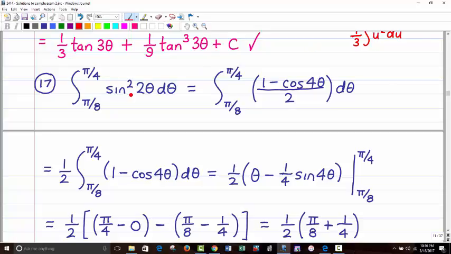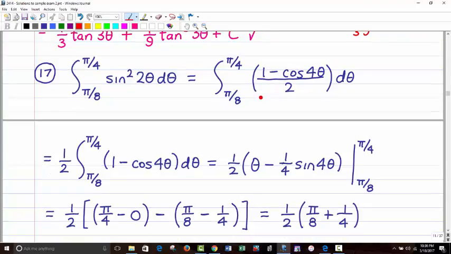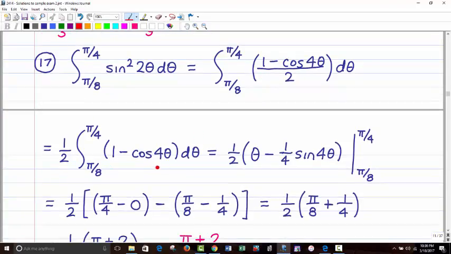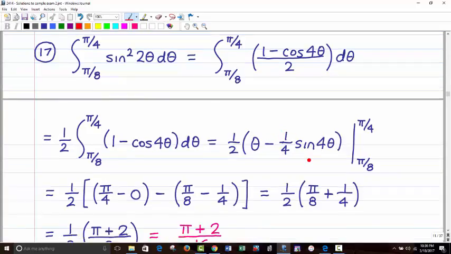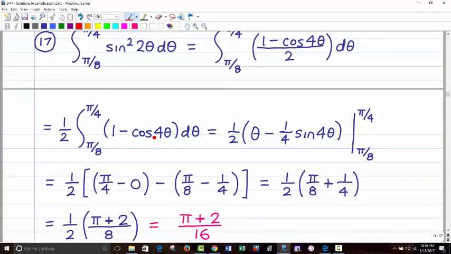So I use the conversion formula for sine squared, 1 minus cos of 4 theta over 2. I pulled the 2 out, so it's 1 minus cos of 4 theta. The antiderivative of 1 will be theta. The antiderivative of cos of 4 theta would be 1/4 sine of 4 theta.